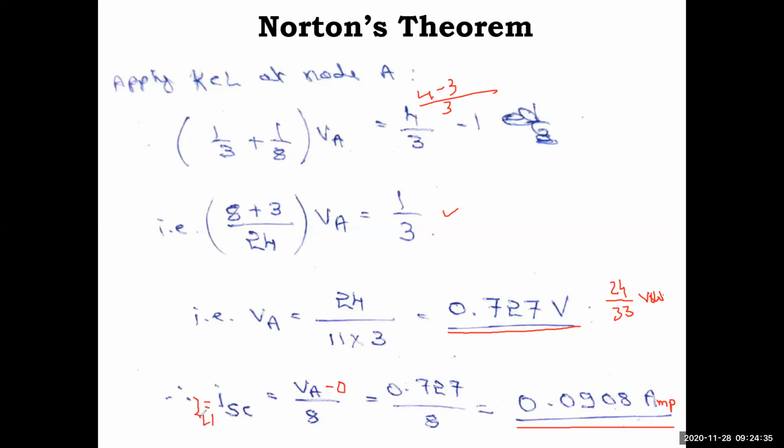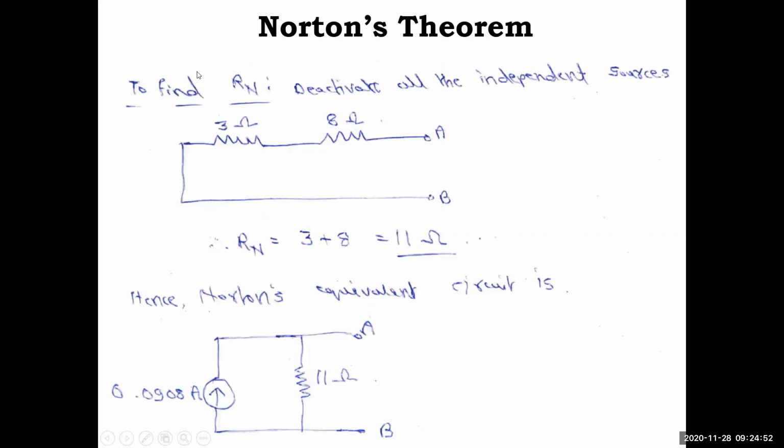Second part is finding the ZN, that is the Norton's equivalent impedance or Norton's equivalent resistance RN, which is the same as RTH finding. So you have to deactivate the sources and find the equivalent resistance. So to find RN, deactivate all the independent sources. So you had a current source which is open circuited and you had a voltage source which is short circuited. That's why the circuit becomes like this, simple.